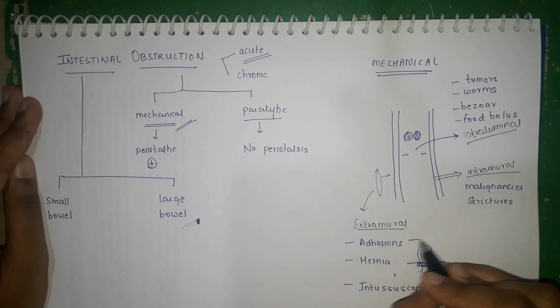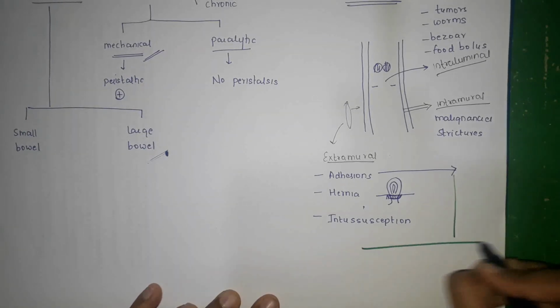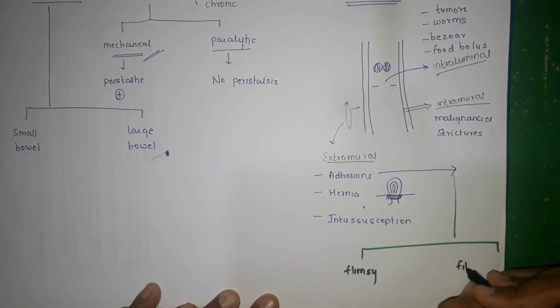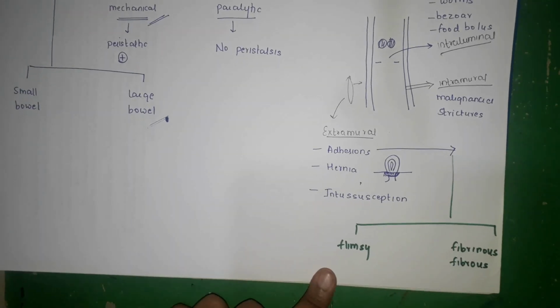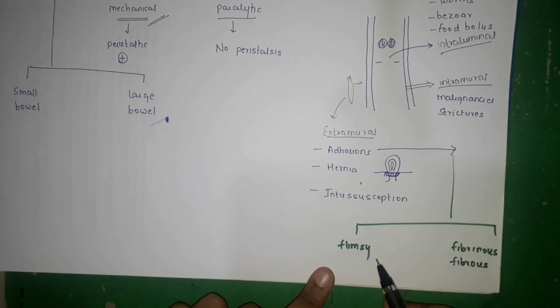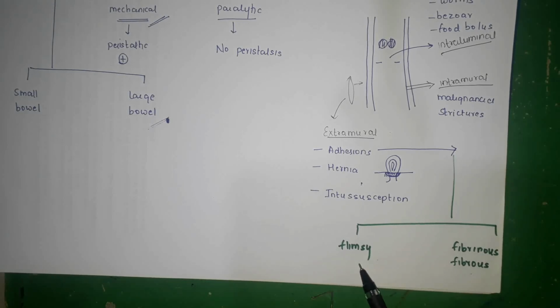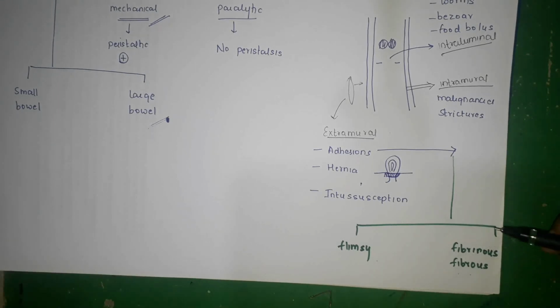One thing you have to know about adhesions is that they are of two types. The first ones are called flimsy adhesions and the next ones are called fibrinous or fibrous adhesions. Flimsy adhesions are avascular in nature, very flimsy, and can be easily broken, whereas fibrous adhesions are vascular, very hard, and difficult to break. Flimsy adhesions are formed early in the postoperative period and fibrous adhesions are formed very late. So these two types are seen in adhesions.